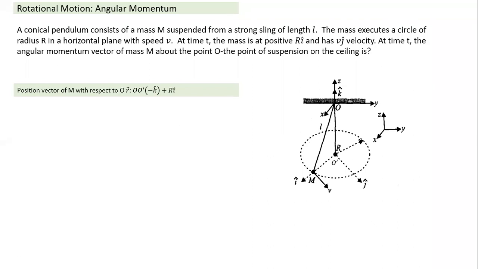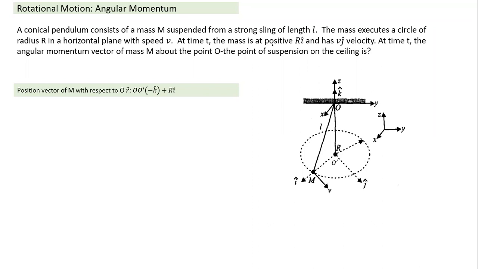So this is the radius of circular motion in the horizontal plane. Of course, this particle is moving in the horizontal plane, and the radius of circular motion from this point O dash, which is the center of the circle, is R. It has speed v. Basically it is undergoing uniform circular motion in the horizontal plane, hence the speed will be constant, which is v.